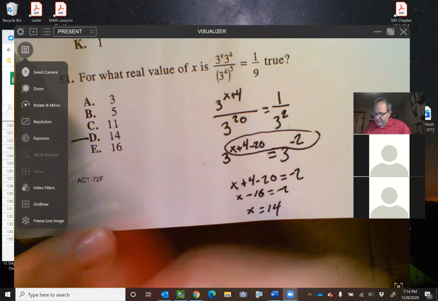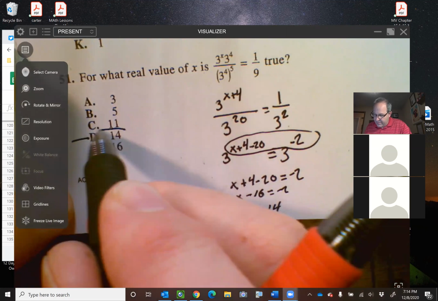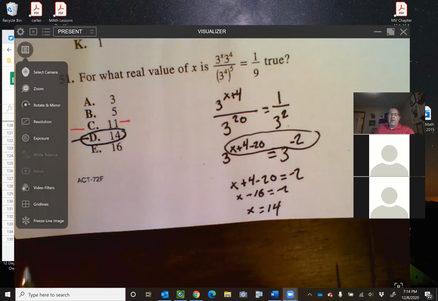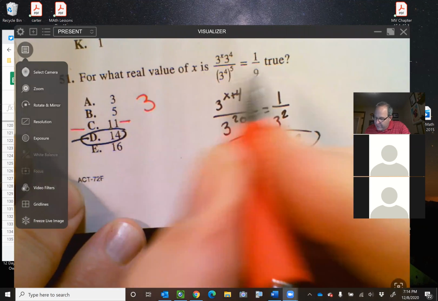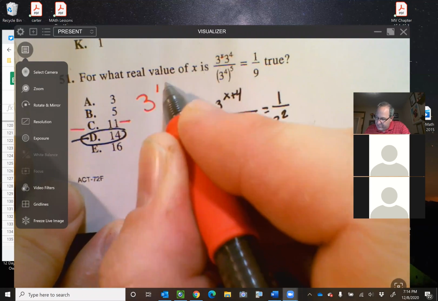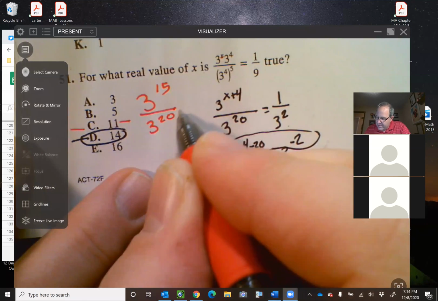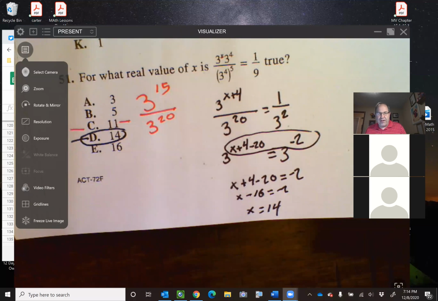So we're going to guess some numbers. The answer was letter D, right? I'm going to guess letter C because these numbers are in order. And I'm going to see if 11 would work out for us. Now, if x is 11, that would be 11 plus 4 is 15, right? Over 3 to the 20. And if I don't even remember my exponent rules, you can use your calculator on all your questions, right?